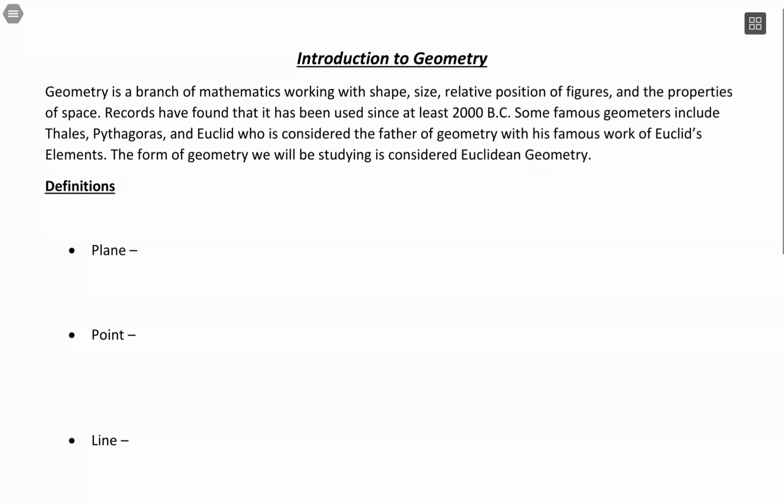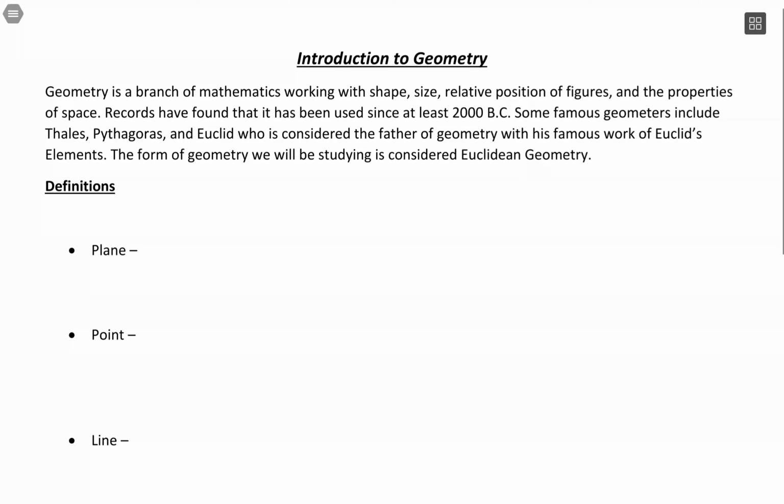This week we're going to work on geometry. So geometry has been around for a very long time. In fact, it's probably older than what they even have recorded, which is around 2000 BC, where they saw some of the first writings for it. But there are a lot of famous people who do geometry out there.